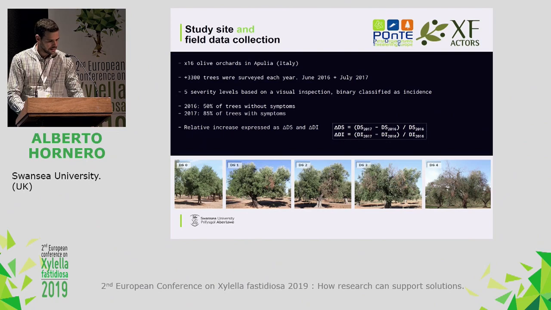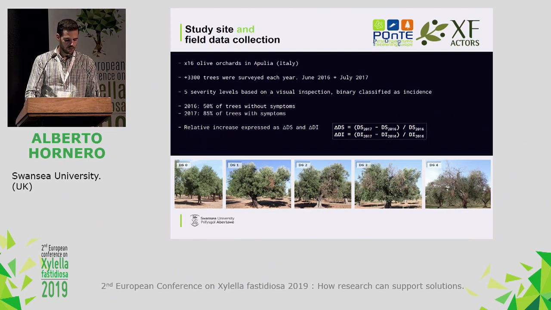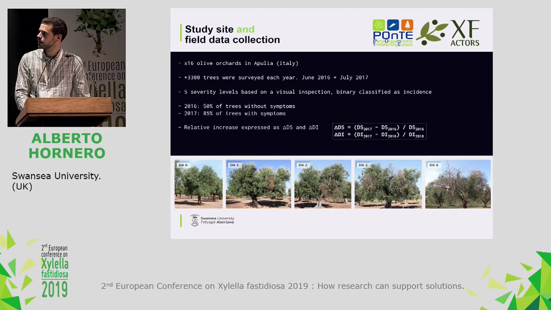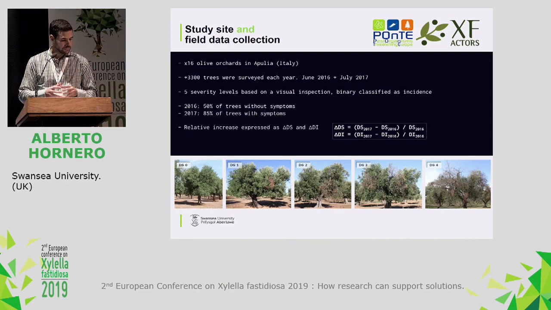So this study was carried out in an olive grove in Apulia in southern Italy. We were talking a lot during the previous session about this location. In this location, Xylella fastidiosa was officially detected for the first time in October 2013. We conducted the field surveys in 16 olive orchards located in the area infected with Xylella.